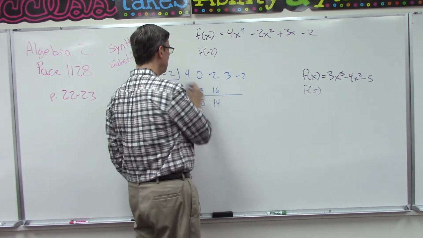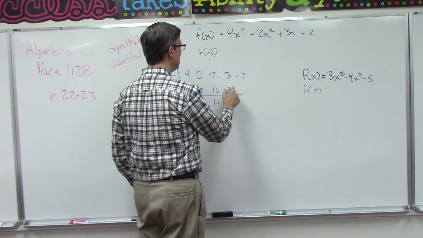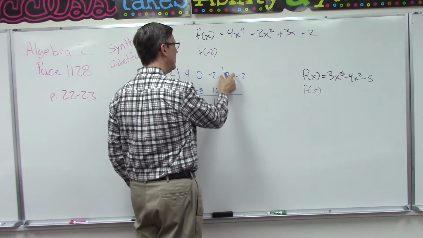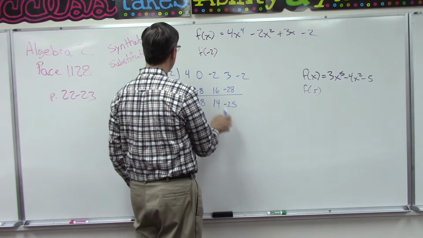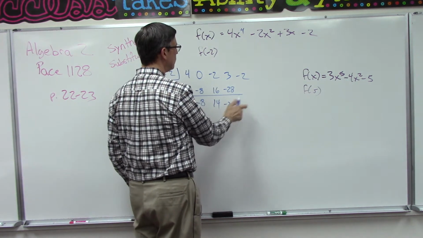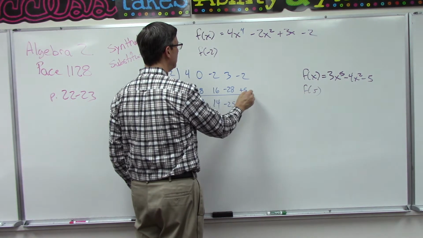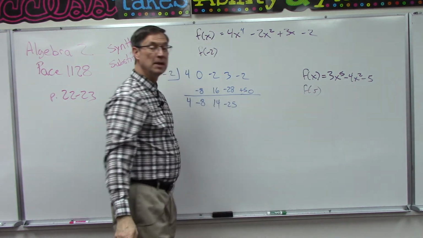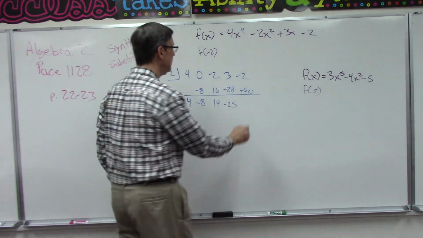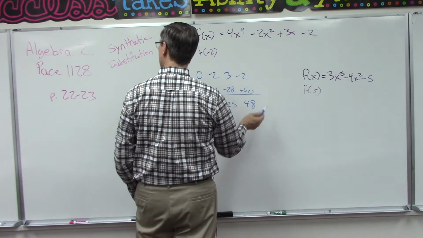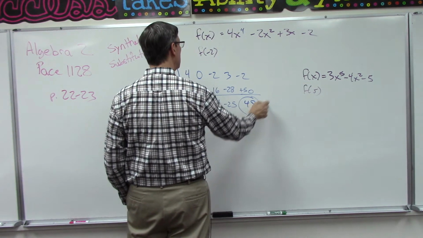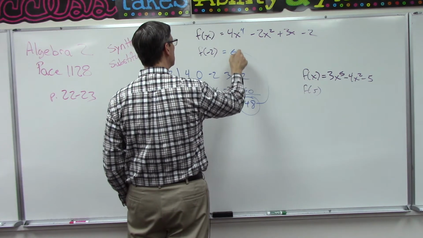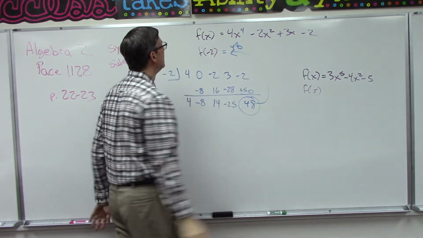Now we're going to take -2 times 14, getting -28. Add this column, -25, okay? -2 times -25 is positive 50. -2 plus 50 is 48. And that is the answer, 48.